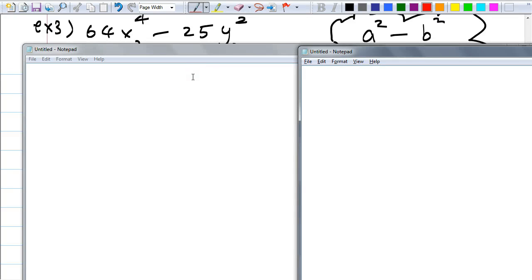Variable or number, they give you, yes? A is 8x squared. How many people agree that A is 8x squared? They're very good. How would you check? And how would you know that A is this time 8x squared? You basically do 8x squared times 8x squared. And does that give you 64x to the fourth? Yes. Good.